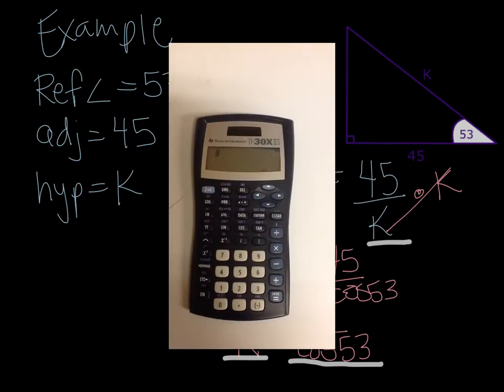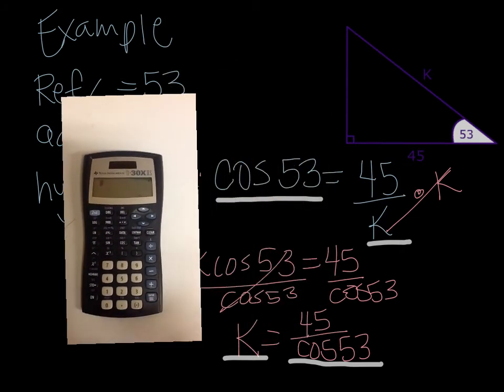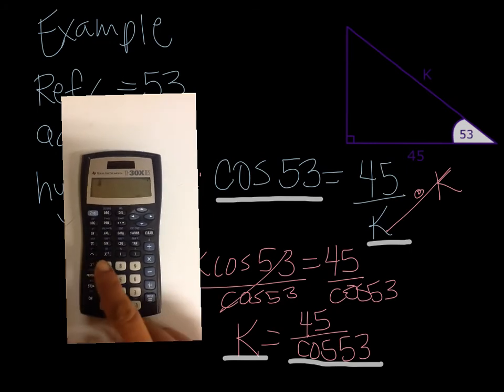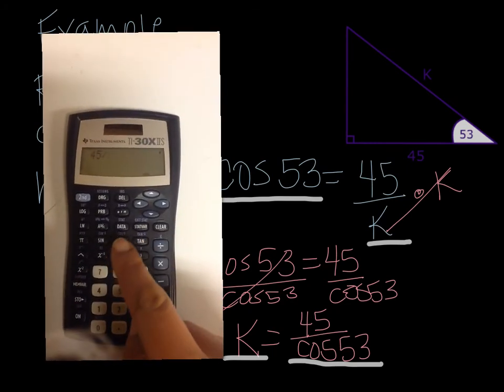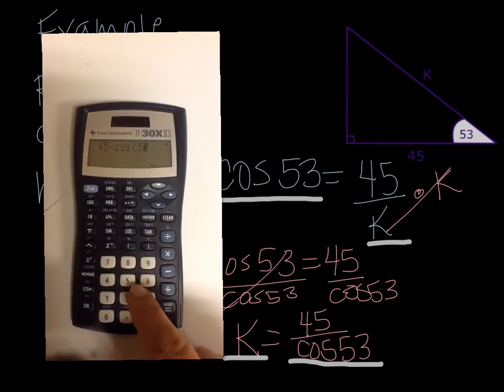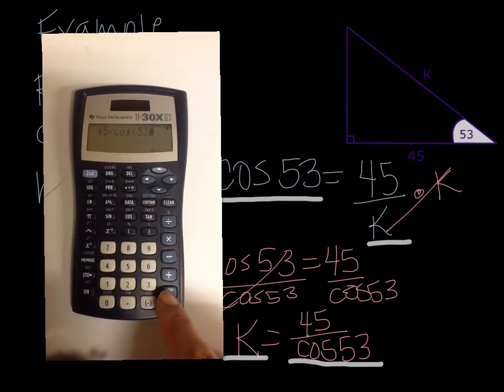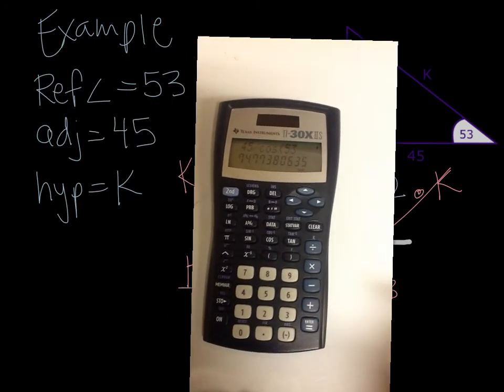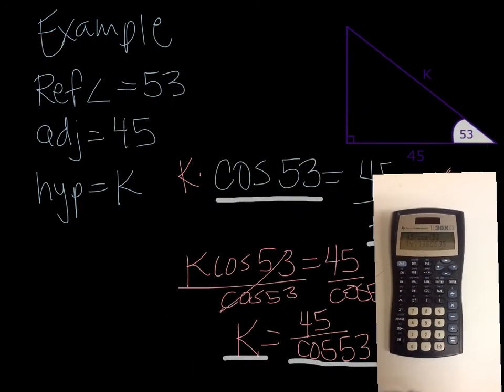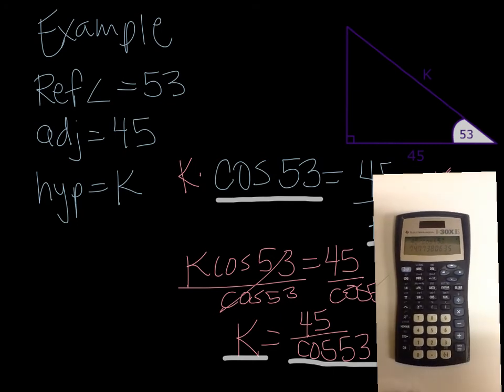Now watch the video to see how to input this into the calculator correctly. For this example, we had k equals 45 divided by cosine of 53. We typed that in as 45 divided by cosine 53. Enter. 74.77. So we round that up to 74.8.